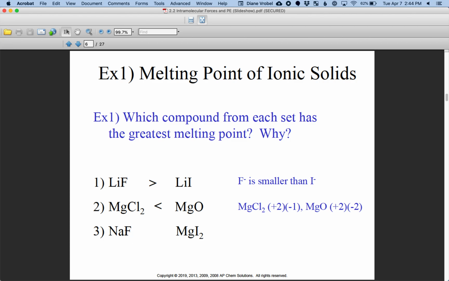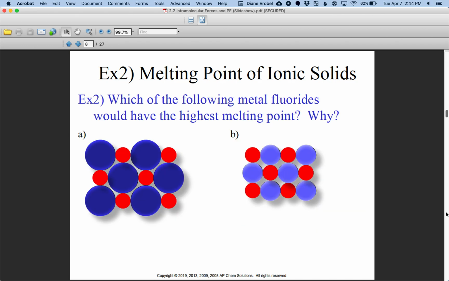Then once again, we've got size of metal. So we have sodium and we have magnesium. The question is, which one's going to give you a greater melting point? Notice that magnesium iodide has a higher melting point. In this situation, it's not necessarily size, but charge. Magnesium has a +2 charge, and as a result it has a higher melting point.